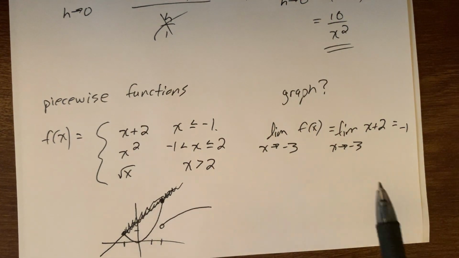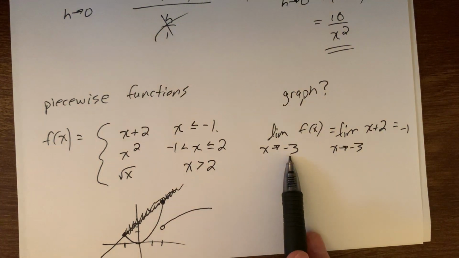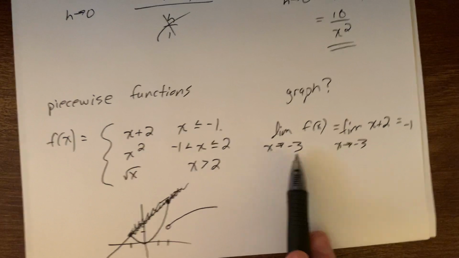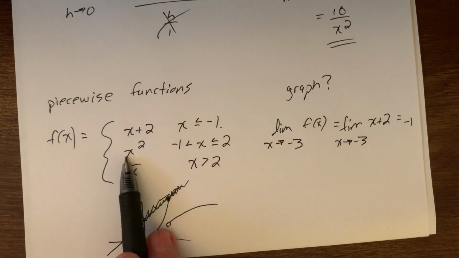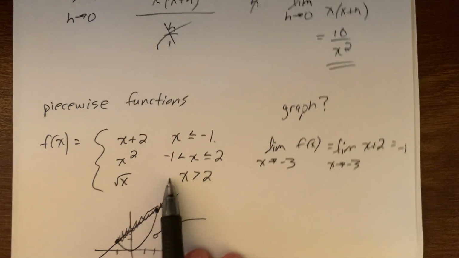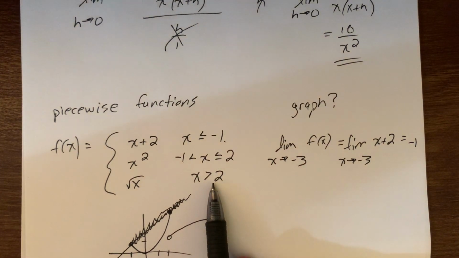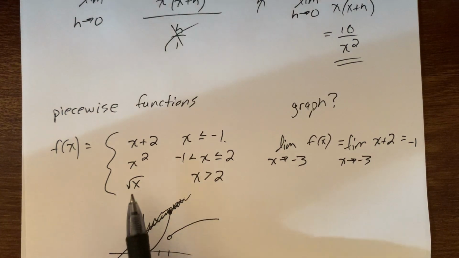And similar things, everybody. If I took the limit as x approaches 0, everything that approaches 0 would be here, so I'd only need the x squared function. If I took the limit as x approaches 4, every value that approaches 4 would be greater than 2, so I'd only need this function.